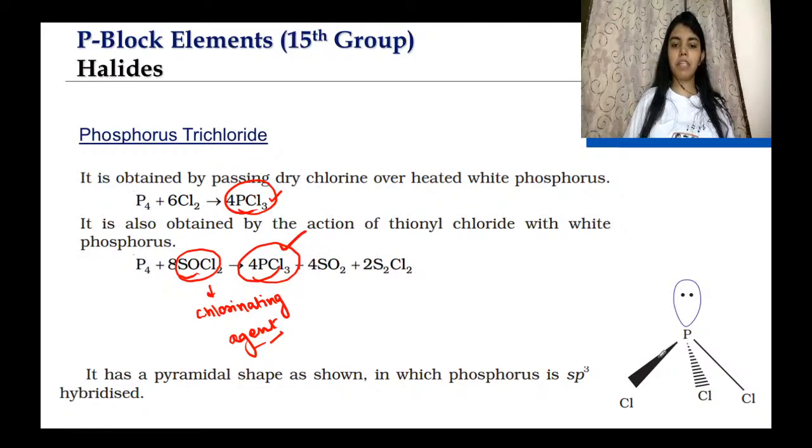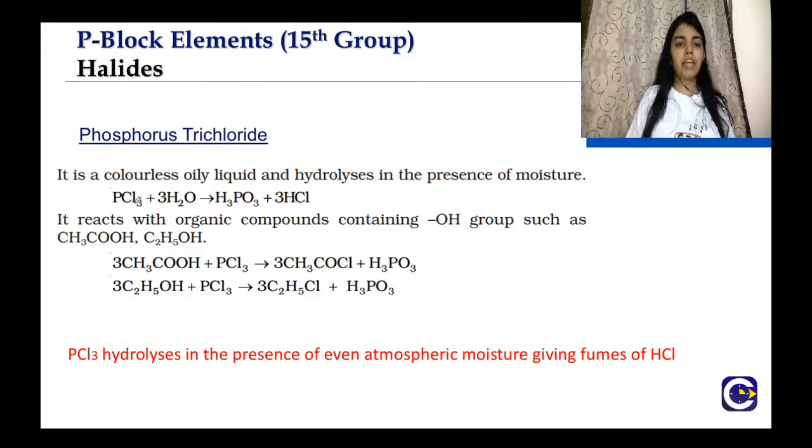So it has a pyramidal shape. We have already done this, in which the hybridization of phosphorus is sp3. Phosphorus trichloride, if you see, is a colorless oily liquid and hydrolyzes in the presence of moisture itself, right? So PCl3 hydrolyzes to H3PO3, that is phosphorous acid, and it also reacts with alcohol-containing groups. For example, it will react with an acid-containing group or alcohol-containing group, that is C2H5OH, and acts as a chlorinating agent, right?